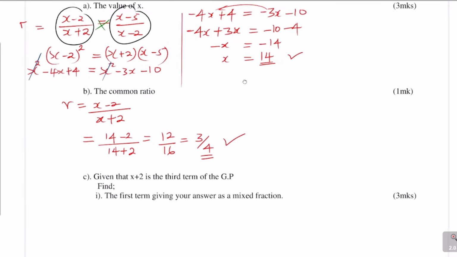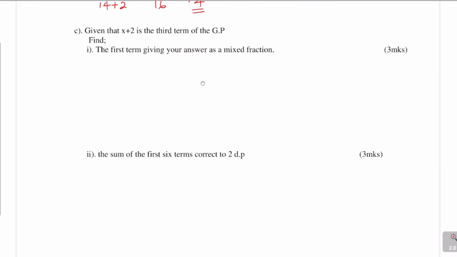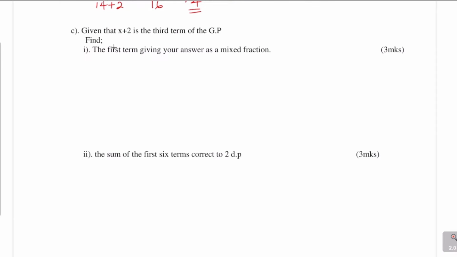We go to the next part, part C. Given that x plus 2 is the third term of the GP, find the first term, giving your answer as a mixed fraction. So given that x plus 2 is the third term of the GP, how do you write the third term of the GP? That term is given by a r raised to power 2. Remember, the nth term of the GP is given by a r raised to power n minus 1. So if you want to get the third term, you simply substitute n with 3. So this will be a r raised to power 3 minus 1, that is 2. So that is the third term.